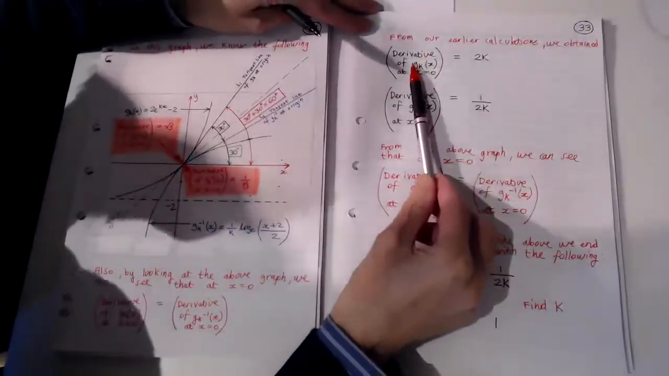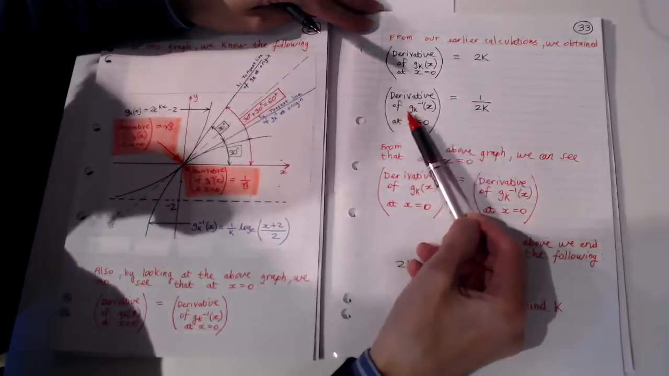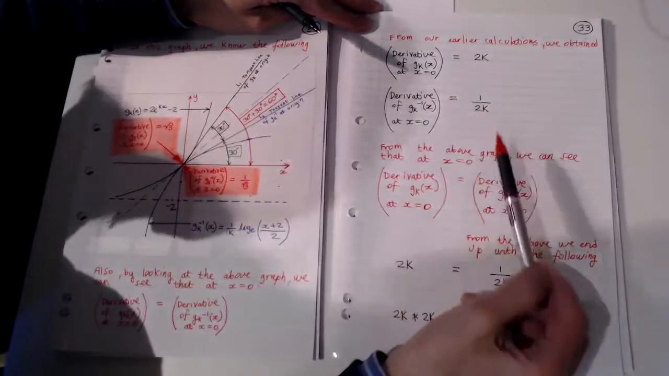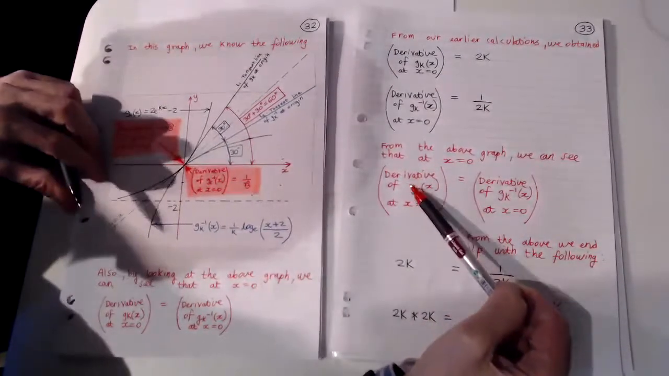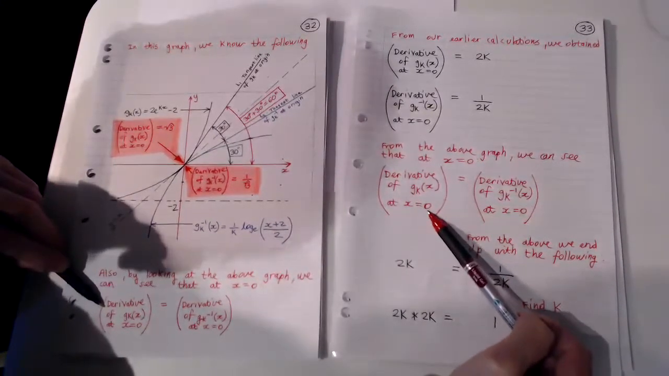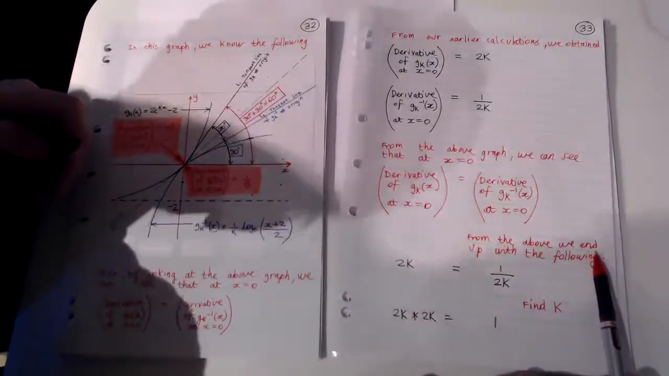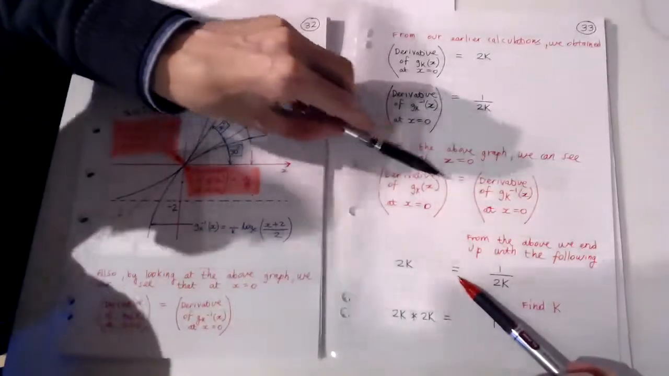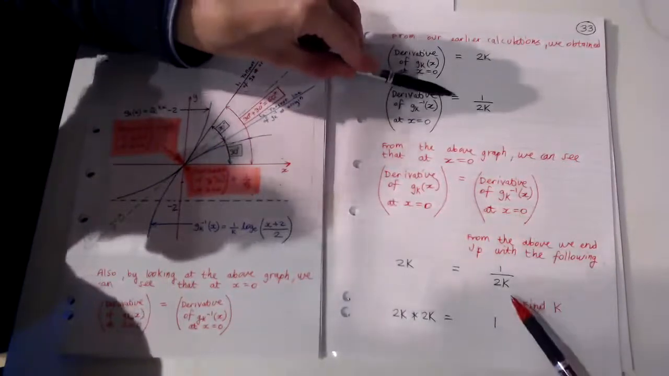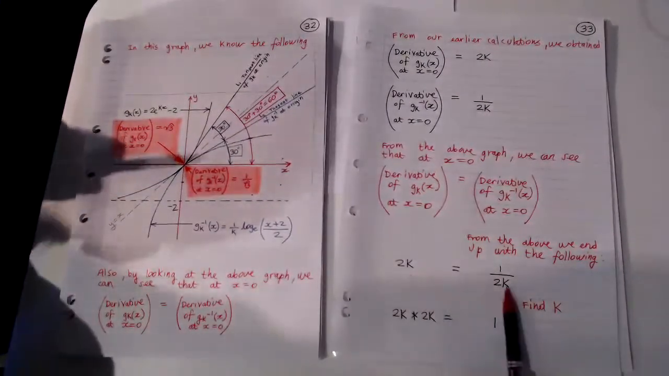Now, from our earlier calculations, we saw that the derivative of GK at x equals 0 equals 2k. And we also saw that the derivative of GK inverse at x equals 0 is equal to 1 on 2k. So from the above graph, we can see that clearly at x equals 0, the derivative of GK is equal to the derivative of GK inverse. So we end up with 2k equals 1 on 2k, and at which point, all you're going to do is find k for this equation here.